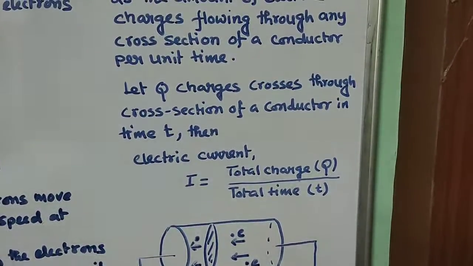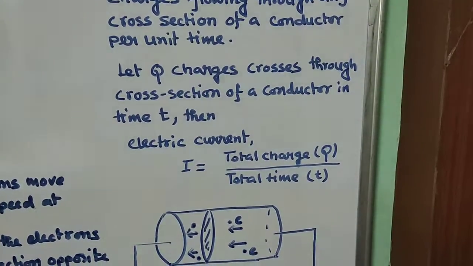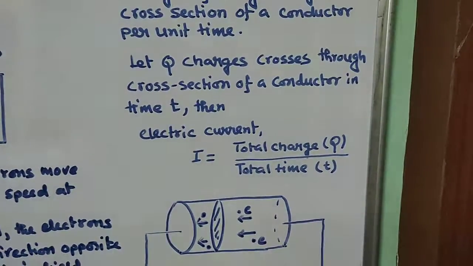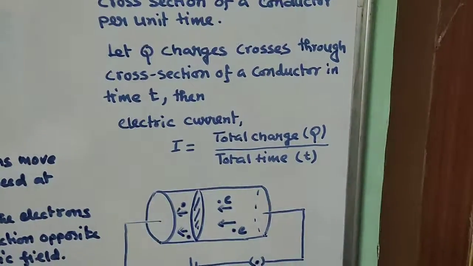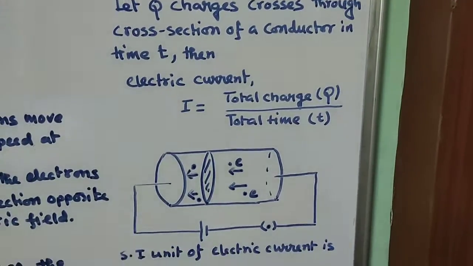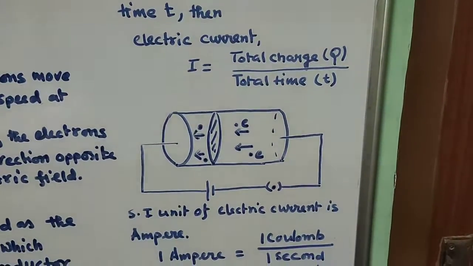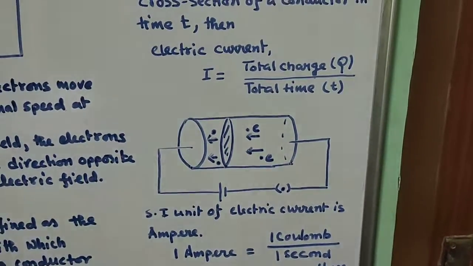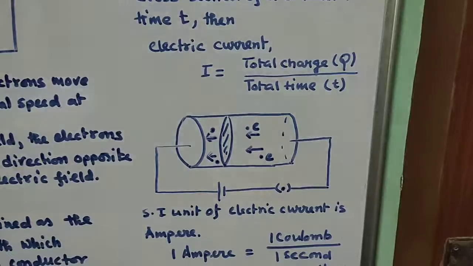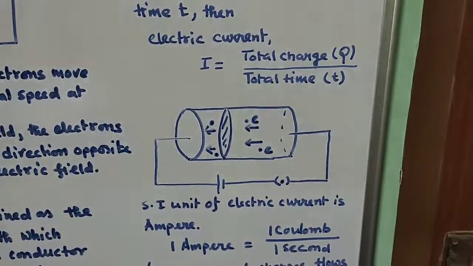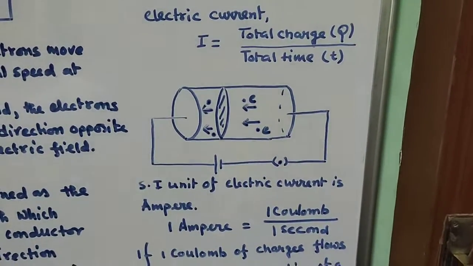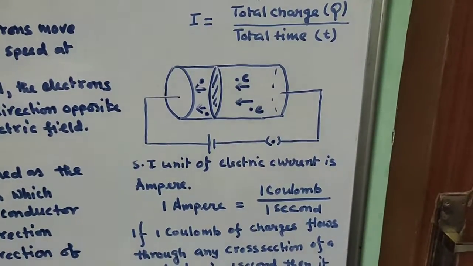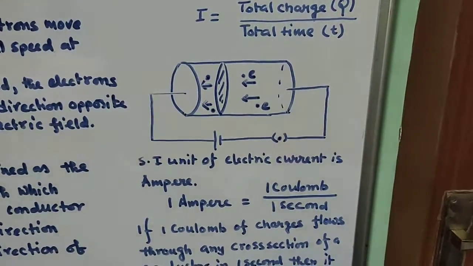So let q charge pass through a cross section of a conductor in time t. Then current will be total charge by total time, that is I equal to q by t. The SI unit of electric current is the ampere, denoted by capital A, and 1 ampere can be defined from the expression I equal to q by t. 1 ampere equals 1 coulomb by 1 second. So if 1 coulomb of charge passes through any cross section of a conductor in 1 second, that is nothing but a current of 1 ampere.